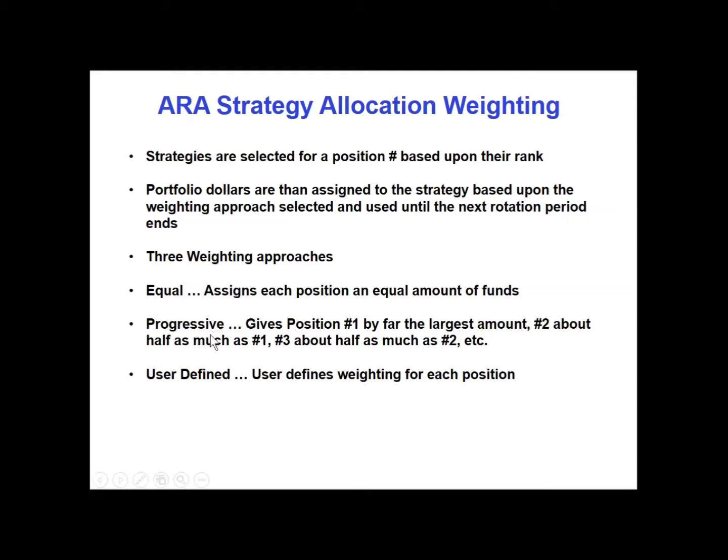This one is progressive, that I came up with, based on what money managers do, and what you should do, in my opinion, if you're doing a momentum approach: give position number 1 the biggest amount, rank number 2 something less, and I chose half, or about half. Number 3, about half as much as number 2, et cetera, down to number 5.